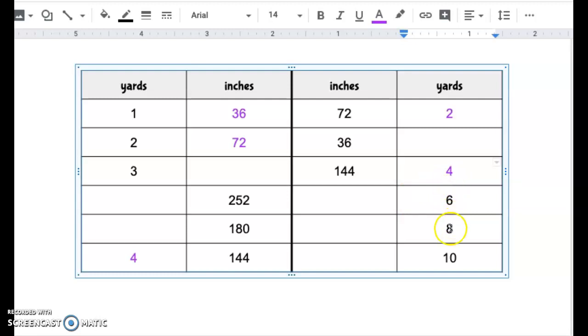What if I had to do how many inches are in 8 yards? Ooh, so each one of these yards has 36. Looks like I'm going to have to do 36 times 8. And if I quick do some math, I believe that is 288 inches in 8 yards. Is that what you came up with? I left just a few holes here for you to fill in.